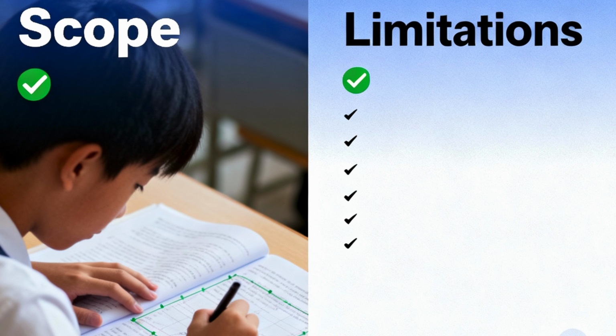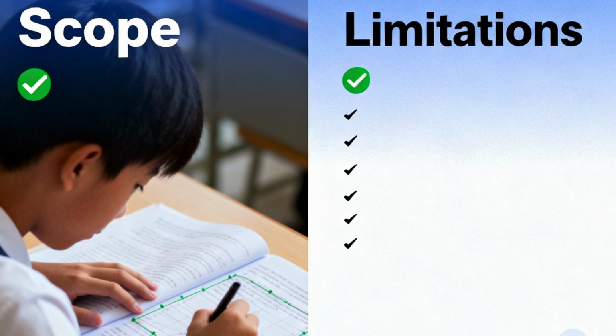Next, we need to talk about scope and limitations. What exactly will your project cover? Define its boundaries, and just as important, what it won't cover. Identifying limitations shows you have thought critically about your project's feasibility and potential constraints. It's about managing expectations and being realistic.